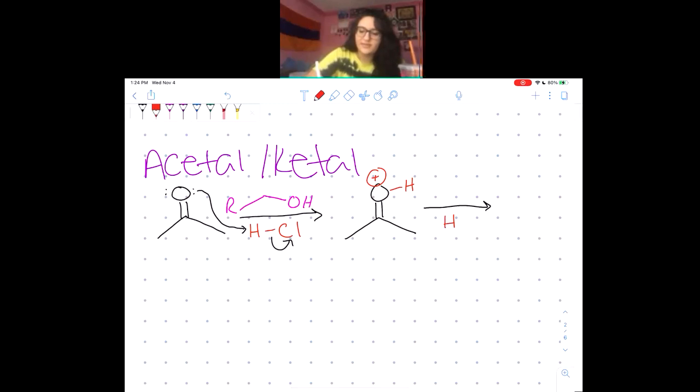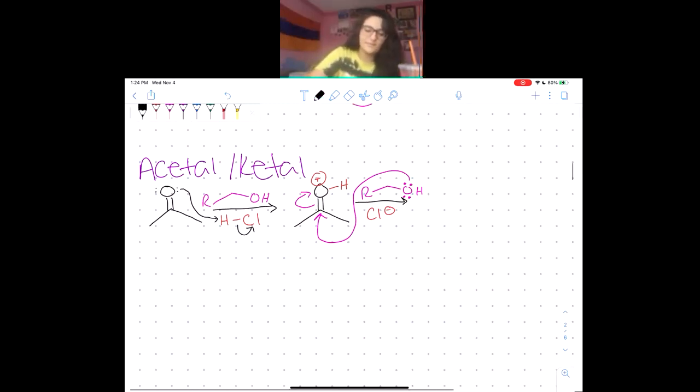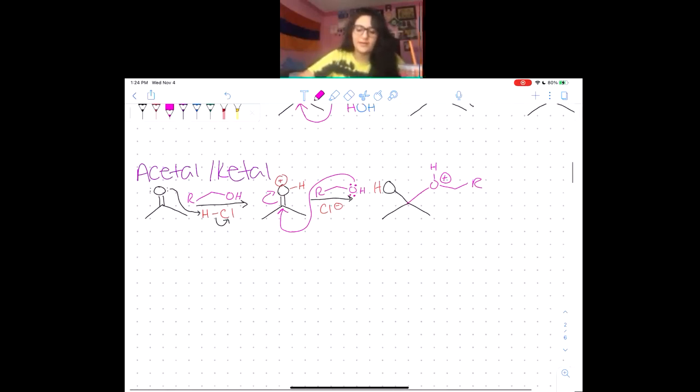And now we have some Cl minus left over. Now our alcohol is going to attack. It's going to attack the carbonyl carbon, kick up these electrons. So we have an OH over here, and we now added OH plus our R group. At this point we have a plus. What can we do about that positive sign?